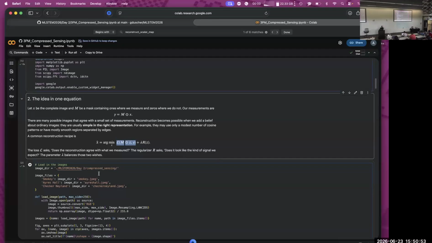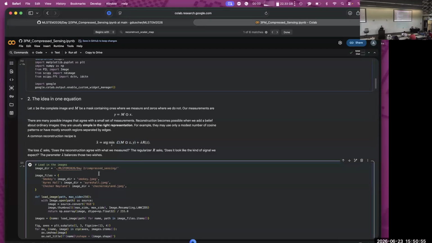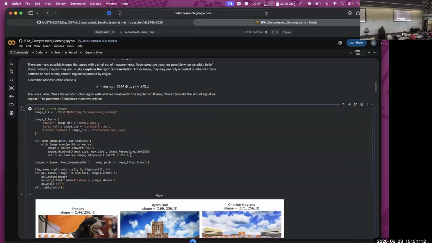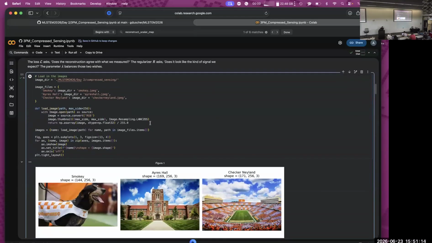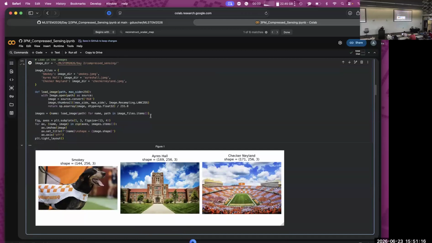So this is a really fun example notebook. I say we do a few minutes where people can just play around with the images if you like, and then we'll go into the digital twin, which uses some of these concepts and applies it to what appears to be a real microscope. So I'll try Ayers Hall.